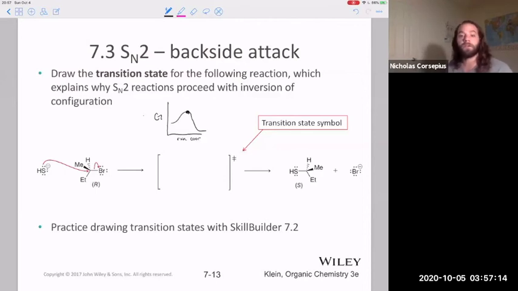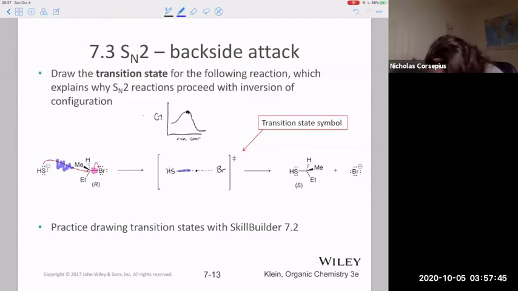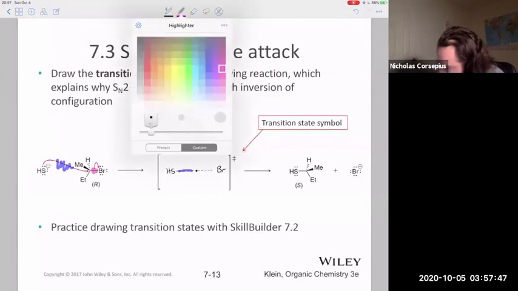And this is where the bonds are being half broken and half formed, right? So this bromine-carbon bond is going to be half broken, and this newly formed nucleophile-carbon bond is going to be half formed. If I wanted to draw that, here's my carbon. We draw that with these dotted lines. So this would be what my half-formed, half-broken lines look like. Again, I guess I can be good about color coding here.